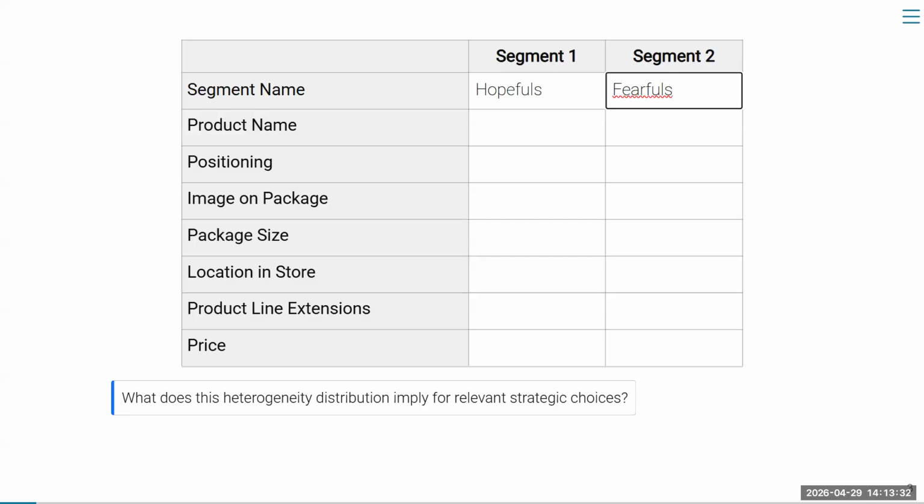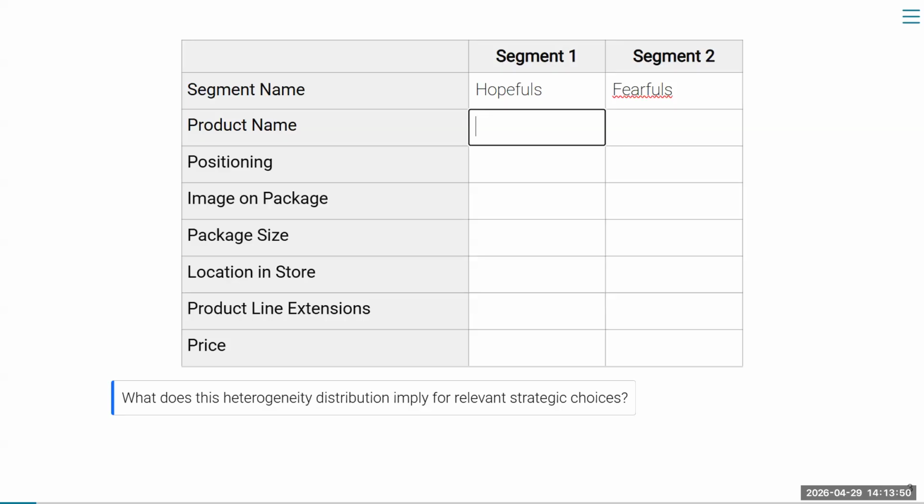So, the single most important choice we have to make, what is the name of the product that we're going to put on the box? If we are selling home pregnancy tests to hopefuls, women who want a positive test result, what are we going to call our product?